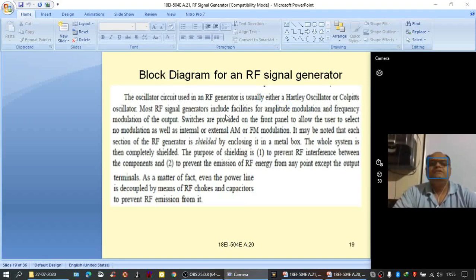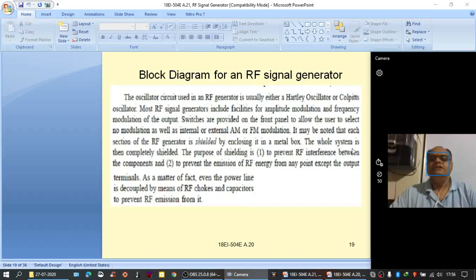Most RF signal generators include facilities for amplitude modulation and frequency modulation of the output. Switches are provided on the front panel to allow the user to select no modulation as well as internal modulation or external modulation, either amplitude modulation or frequency modulation.